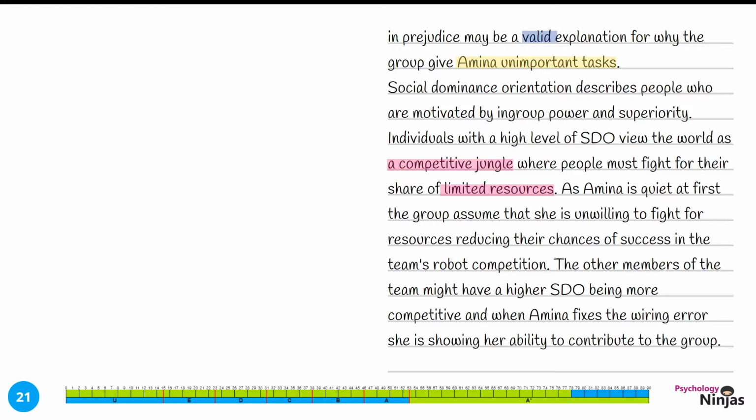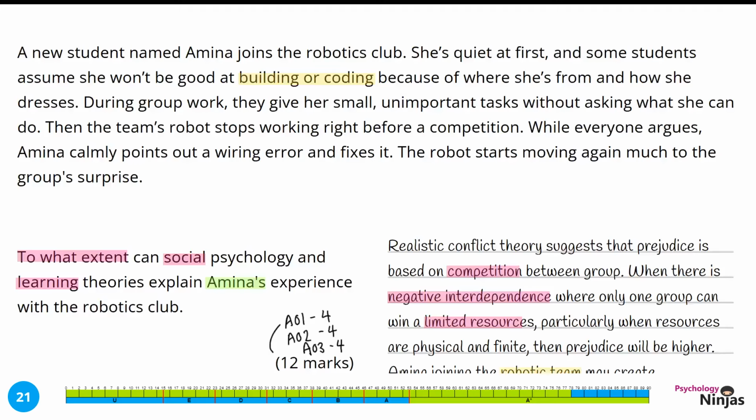The other members of the team might have a higher SDO, being more competitive, and when Amina fixes the wiring error, she is showing her ability to contribute to the group. We've got a couple of different ideas from the stem, that Amina is quiet at first and how this might link into SDO. We've also said that by fixing it, she's showing a different side of herself to the group, and those with higher SDO as a personality trait may be more inviting to Amina after showing her value to the group. We've come back up to the stem here to tick this off to ensure that we're using a range of ideas within the stem.